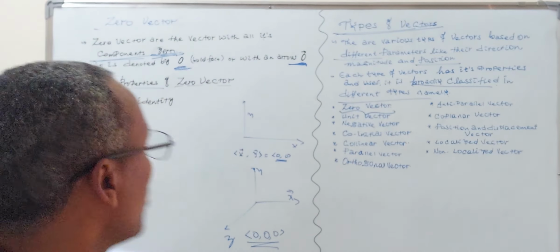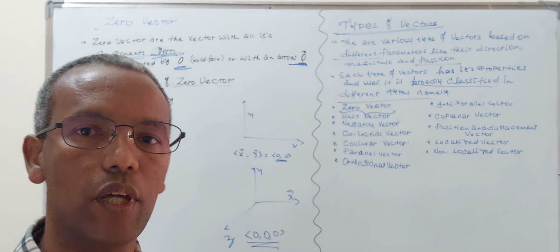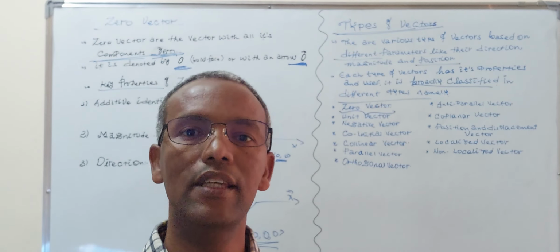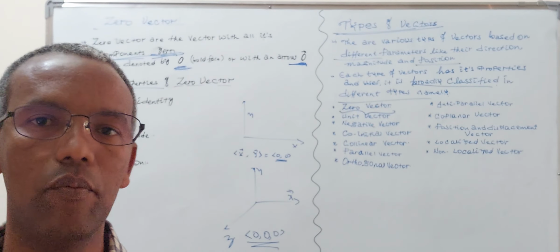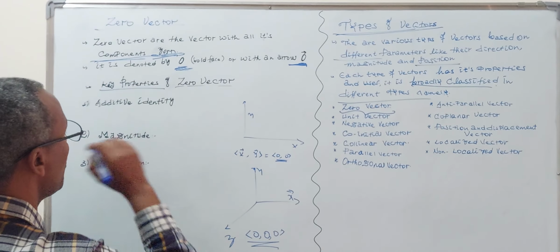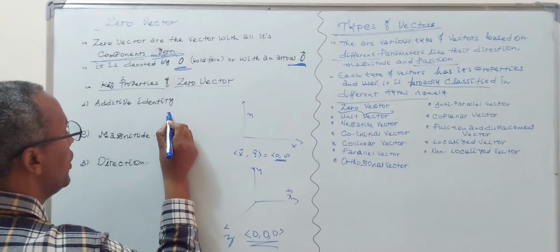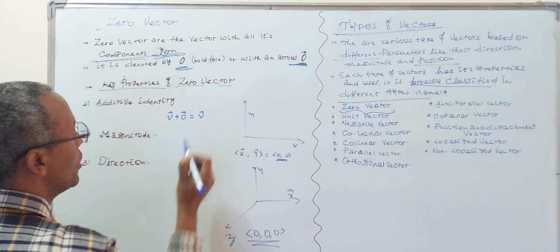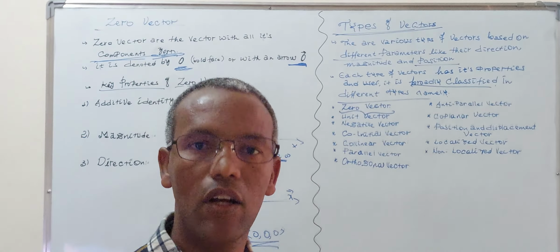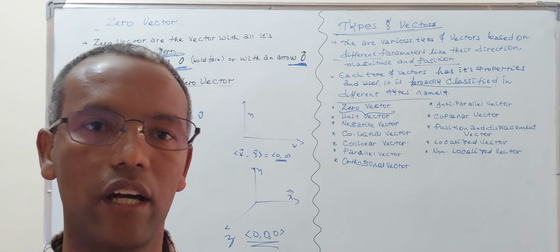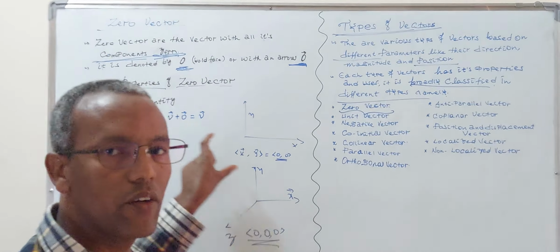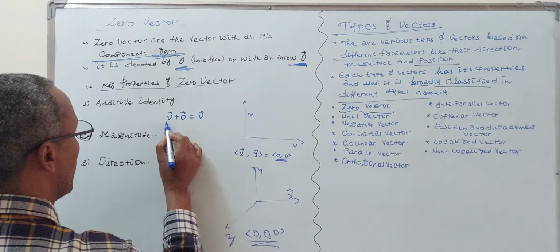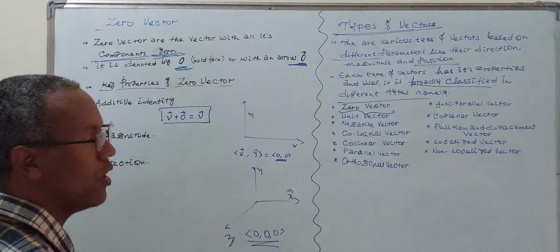Okay, so the first property is additive identity. What does it mean, additive identity? If you add any vector to a zero vector, you will get the vector itself. Meaning that if you add a vector v plus a zero vector, it is equal to v. So this is called an additive identity. This is one of the important properties of the zero vector.